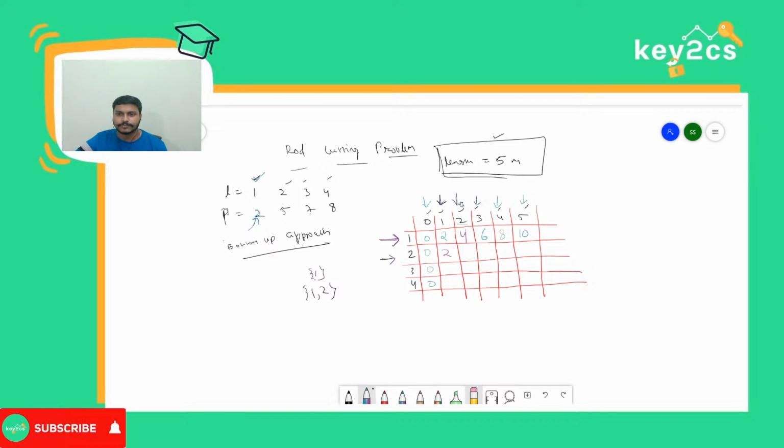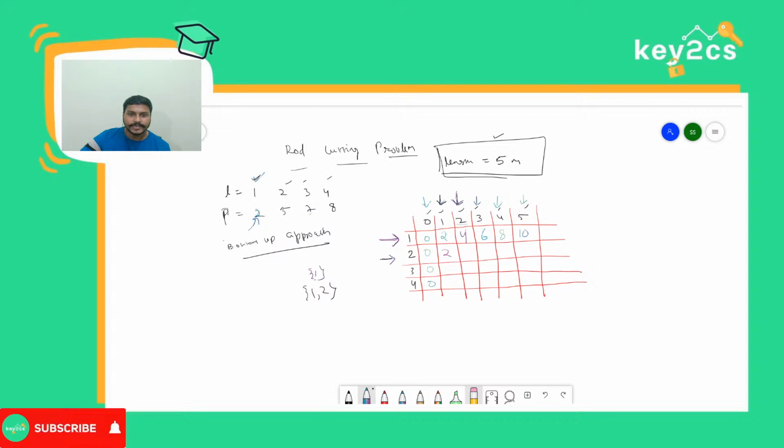I hope you understood this part. Next, we are again at this 2. So we have to sell a rod of total length 2, and you have 2 options. You can either take 2 pieces of rod of length 1 meter each, or you can take 1 piece of rod of length 2 meters directly. So what is the profit? If you take 1 piece of rod of length 2, what is the profit we are getting?